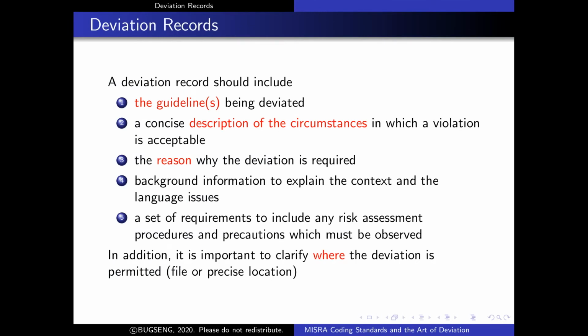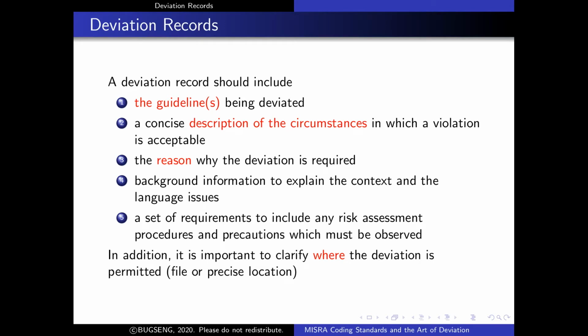It should, of course, contain the guideline that is being deviated, a concise description of the circumstances in which the violation is acceptable, what is the reason that deviation is required, background information to explain what are the conditions upon which this reasoning is based, and maybe a set of requirements, including any risk assessment you have to make and precautions that you may have to take to make sure that even if you have deviated, there are no risks or the risks have been mitigated.